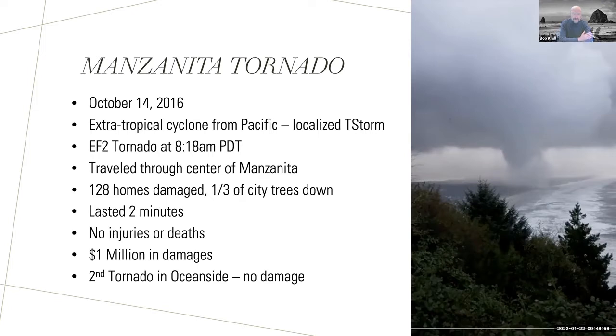It traveled right through the center downtown area of Manzanita. 128 homes were damaged and a third of the city's trees were knocked down in just 2 minutes time. So that's pretty impressive. I read that just one home was irreversibly damaged and needed to be leveled and rebuilt. The rest were repairable. Fortunately, no injuries or deaths, but at least $1 million in damages. And I don't remember hearing about this on the news, but another tornado at about 9 a.m. happened that day down in Oceanside. However, there was no damage.